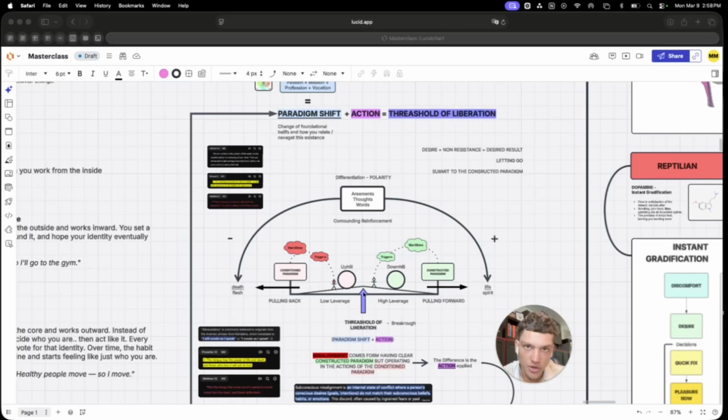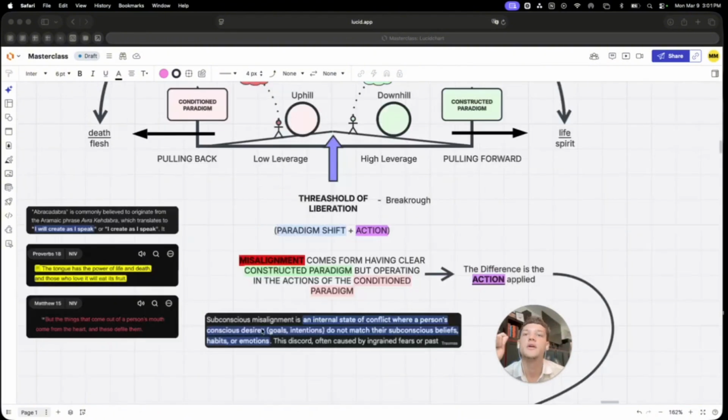So right here in the middle, we have the threshold of liberation. This is basically breakthrough. In order for us to have breakthrough, we need to reach this level of the threshold of liberation, which is paradigm shift plus action. Action is the difference between low leverage and high leverage position, uphill and downhill. Whichever paradigm you're feeding is going to pull you forward or pull you back through the narratives and triggers that you are allowing to reinforce your paradigm.